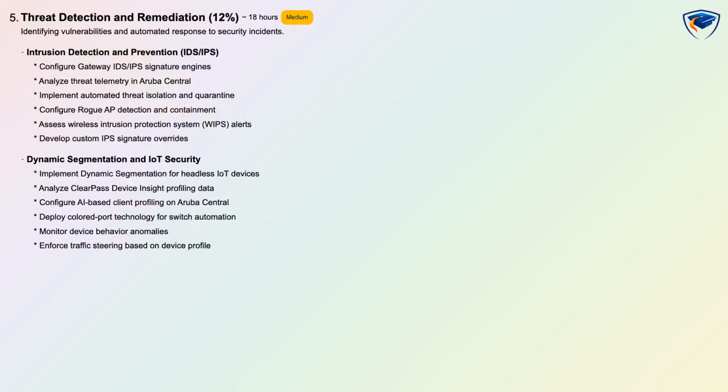for infected hosts. The domain also addresses dynamic segmentation and IoT security where you implement dynamic segmentation for headless devices, use ClearPass Device Insight and AI-based profiling, and enforce traffic steering and colored port automation for rapid containment. Practice developing custom IPS signature overrides and responding to WIPS and rogue AP alerts.